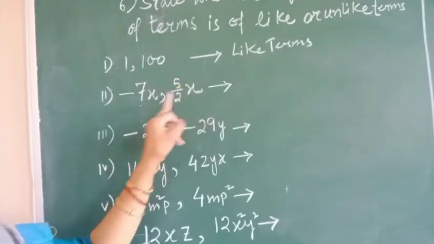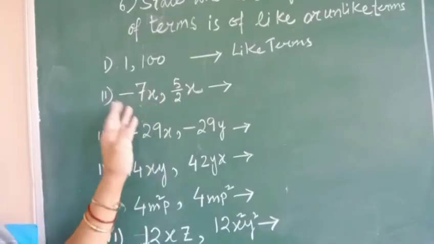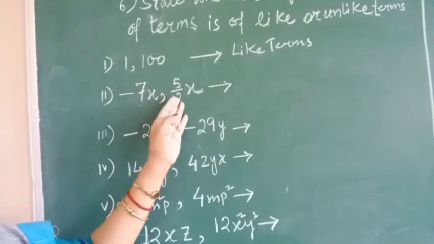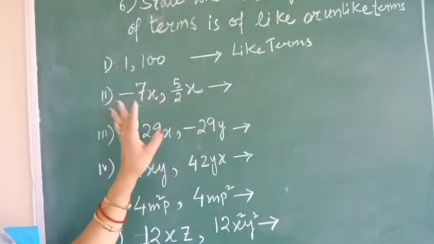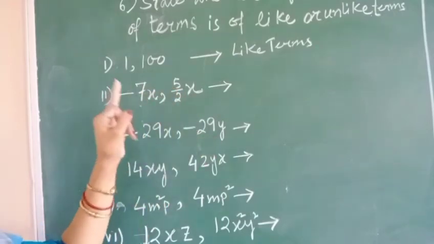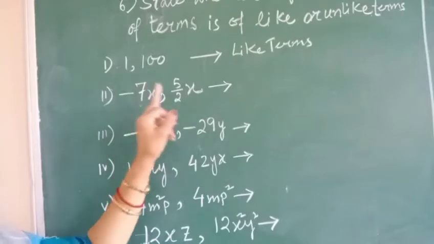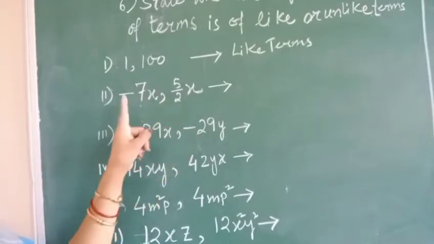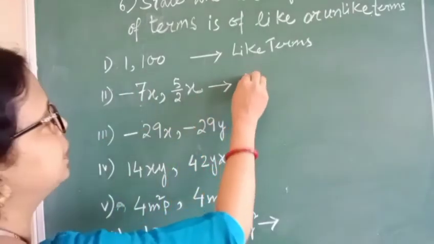As the variables are same, the terms are like. We will not consider whether there is a minus sign, whether it is a fractional number or a whole number. Nothing is required to find out when we are finding like terms. We have to consider, are the variables same? If the variables are same, are their powers also same? Yes, their variable is x and their power is 1, so they are also like terms.